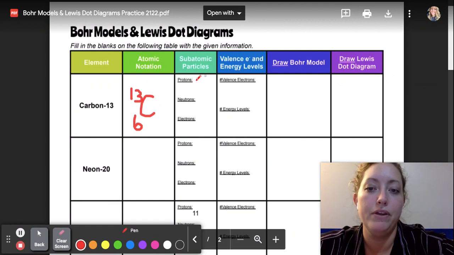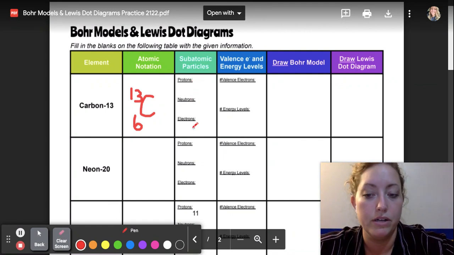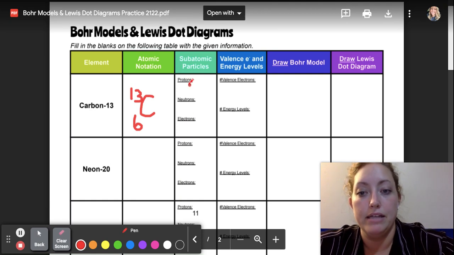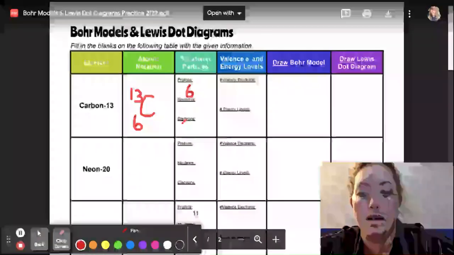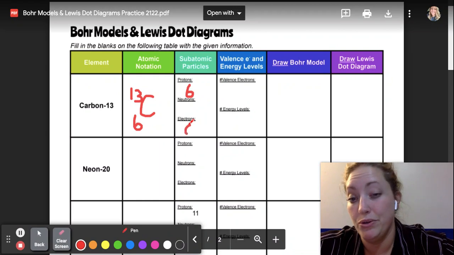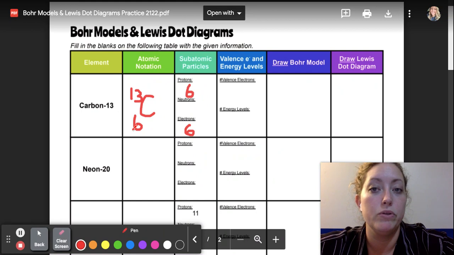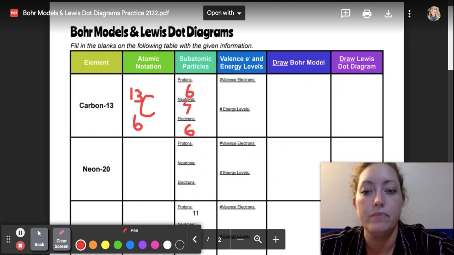So now you can come in and figure out how many protons, neutrons, and electrons there are. For this one, since it has 6 protons, it's 6. Electrons, if it's neutral, will be 6. And then neutrons is going to be mass minus the protons, so this one would be 7.